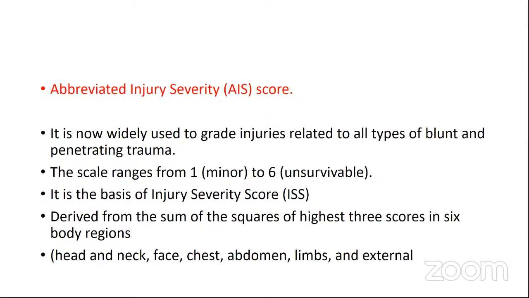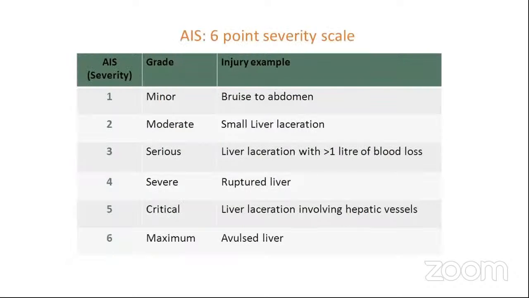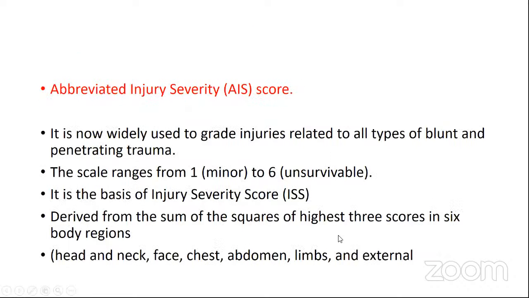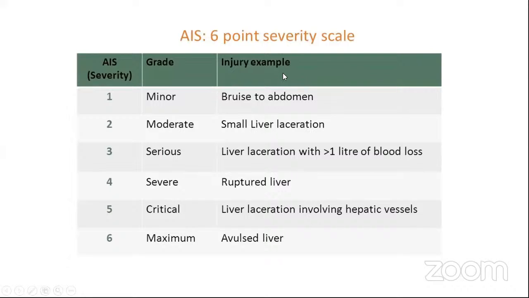So it will be a bit confusing. I'll come to that in detail, and how we calculate the AIS score. This is the example of the abdomen. We are categorizing, and we have about 6 areas to calculate the AIS scoring: head and neck, face, chest, abdomen, limbs, and external or unspecified areas. So we have 6 areas, and abdomen is one of them. Here is the example of calculating the AIS score of the abdomen.